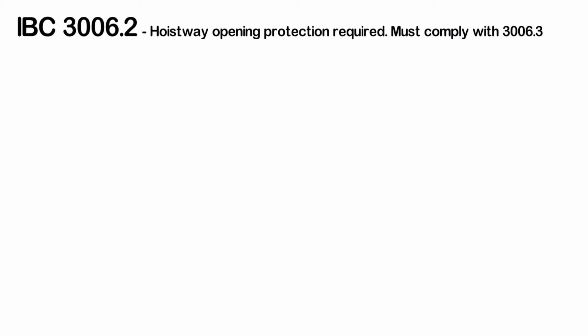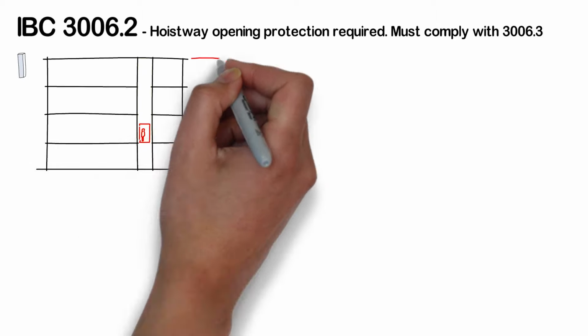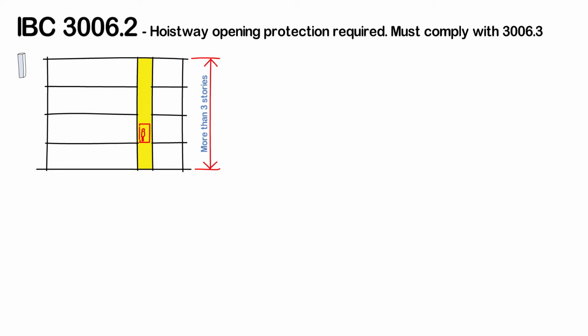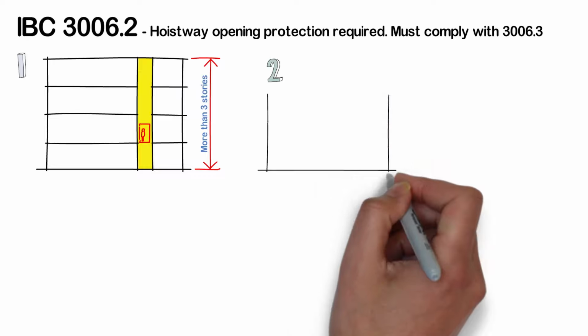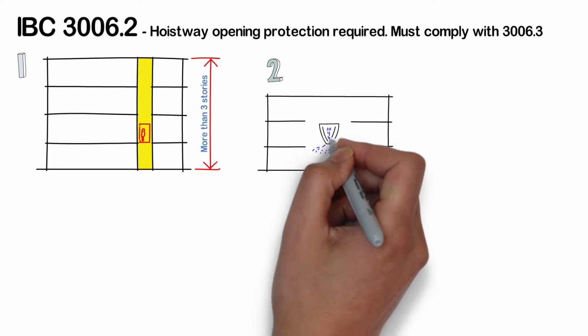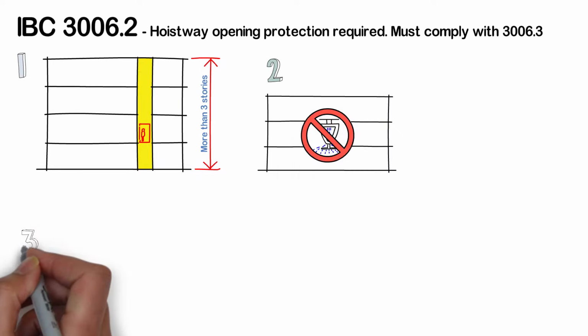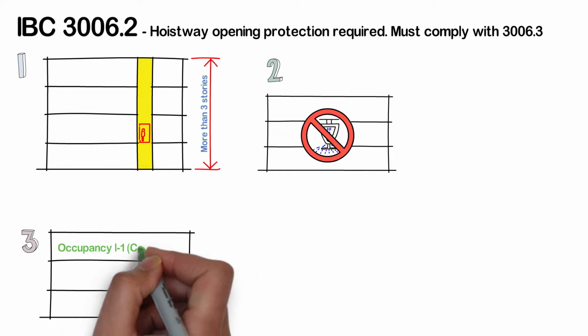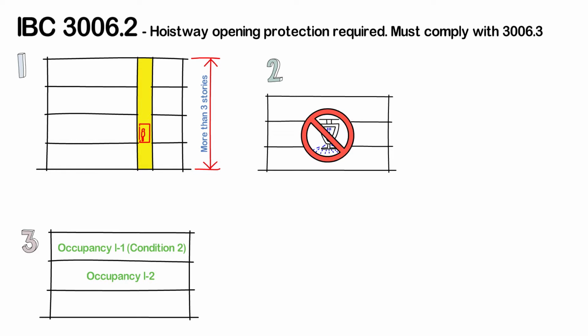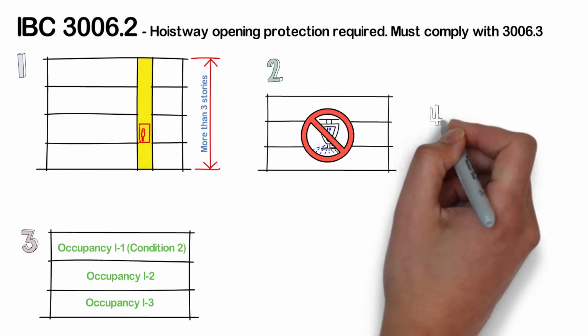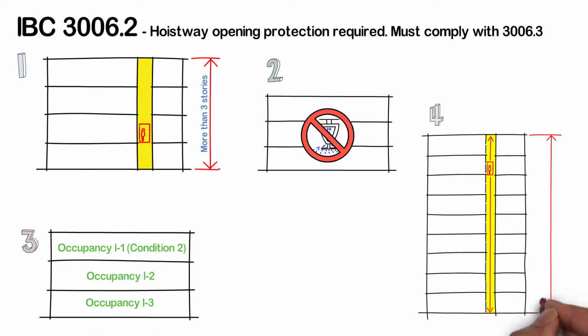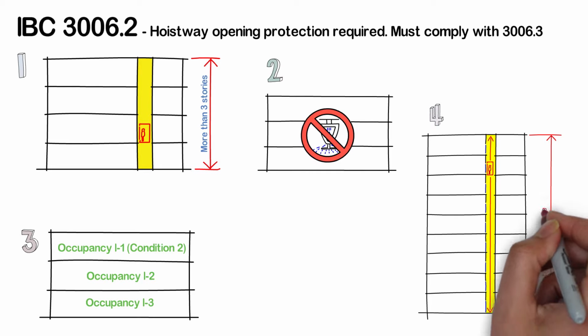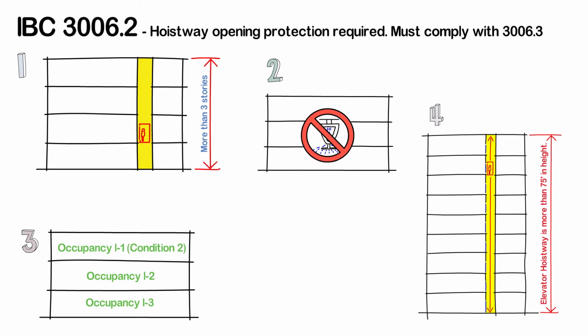whenever one of the four following scenarios are present. First, if an elevator hoistway connects more than three stories. Second, if the building is not protected throughout with an automatic sprinkler system. Third, when the building contains any of the following occupancies: I-1 Condition 2, I-2, or I-3 occupancies. Fourth, if the building is a high-rise and the elevator hoistway is more than 75 feet in height.